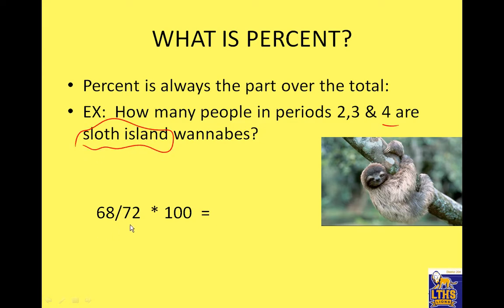Okay, so I have 72 students. 68 of them are Sloth Island wannabes. So what is that percent? Well, 94% of students in periods 2, 3, and 4 are Sloth Island wannabes. Part 68 over total. Okay, sloths are cute.